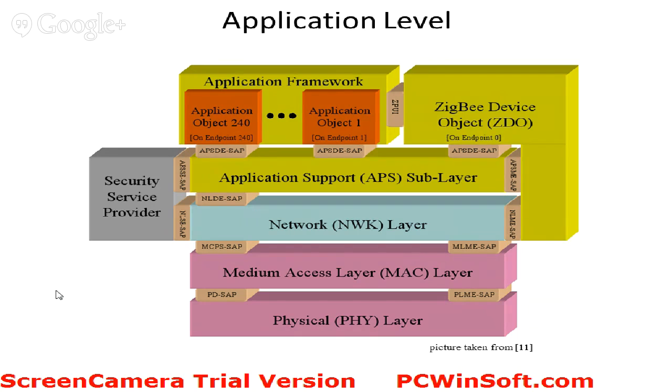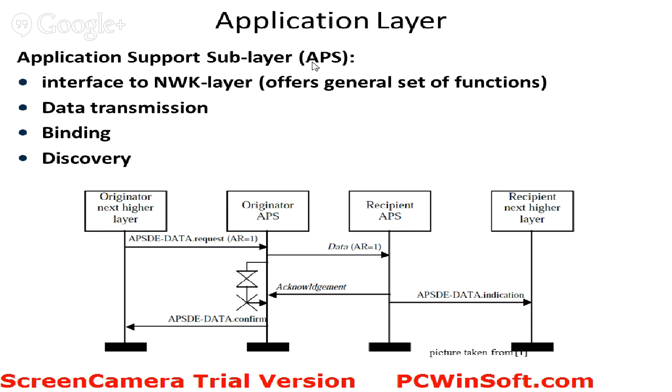Now, above the network layer is the application support layer. This application support layer is basically an interface of the network layer with the application framework. The application support sublayer primarily performs the following tasks. It provides an interface to the network layer. It performs the task of data transmission as an interface. Binding.